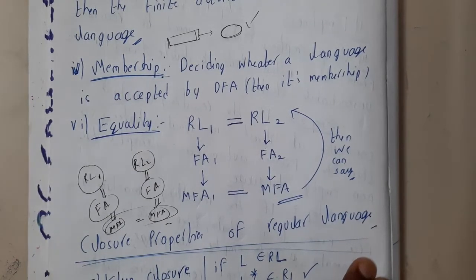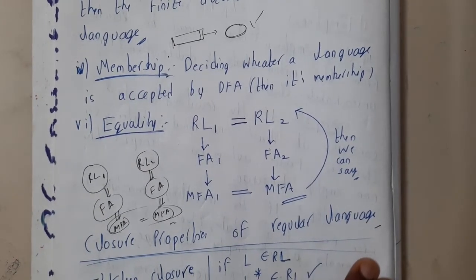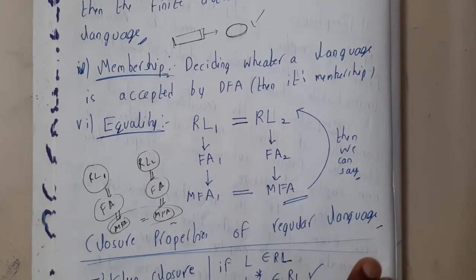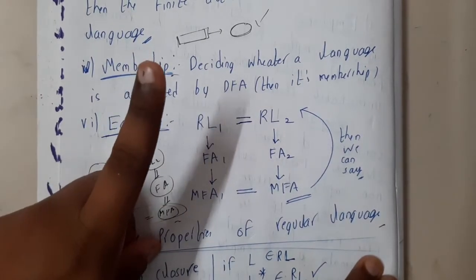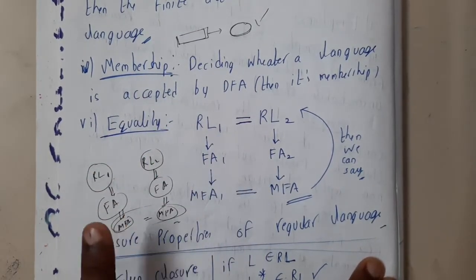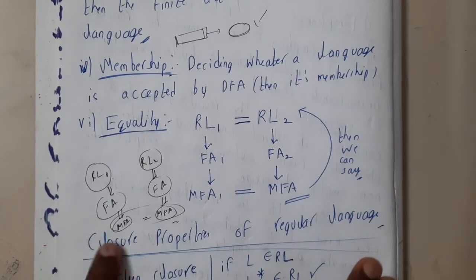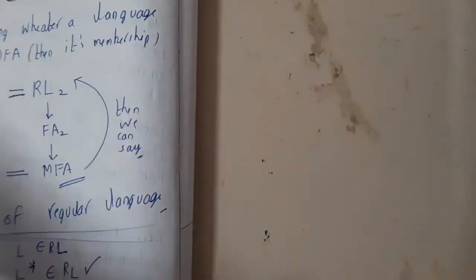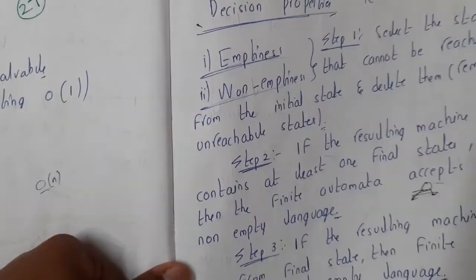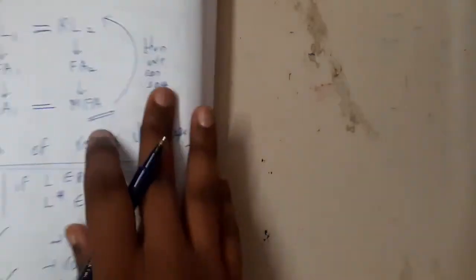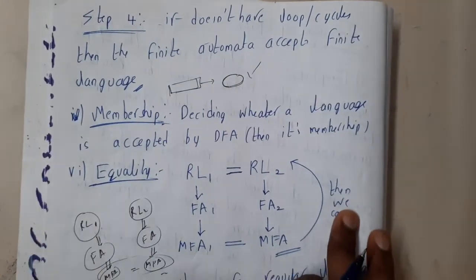To be clear, if you recall, I told one important thing. Any regular language or any finite automata you are drawing is going to have only a single minimum finite state machine, guys. Got it? Yes. So it will always be unique. That is the reason why it will directly match, and you can conclude whether they are equal or not. So these are the 6 different decision properties with respect to regular language: emptiness, non-emptiness, finite, infinite, membership, and equality. And it follows all of them.